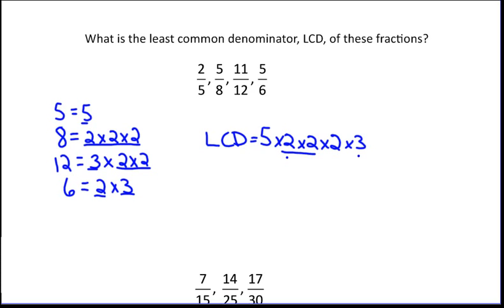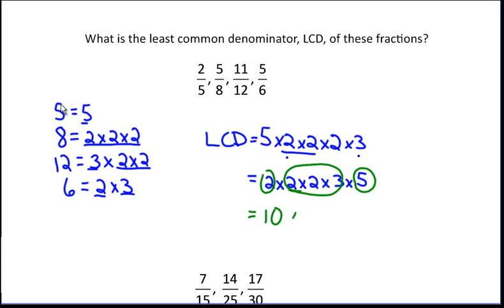Now usually when we are writing out the prime factors, we like to write them in order from smallest to largest. So I will go ahead and do that. From there, we need to multiply out and find out what the product of these numbers is. Let's do the easiest thing we can. I see that 2 times 5 is 10, and 2 times 2 times 3 is 12. So we get 120 for our least common denominator.